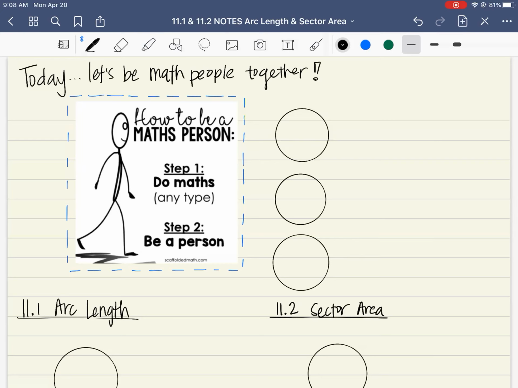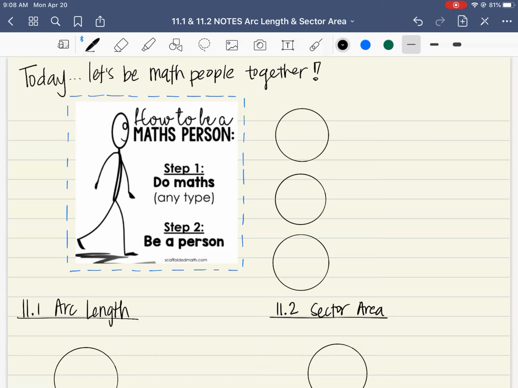So, today, starting with this little cute picture here, I saw it the other day, although I've seen it many times, and I really like it. How to be a math person. Step 1, do math. Any type. To be a person.